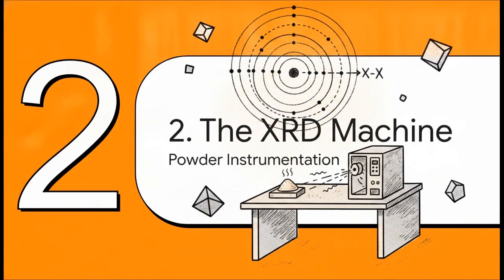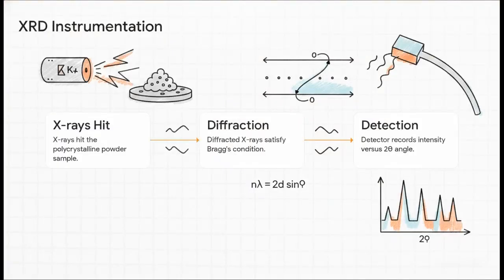Moving right along to part 2, inside the XRD machine, powder XRD instrumentation. Okay, so how do we take Bragg's law out of the textbook and actually put it on a lab bench? Well, we can break this physical process down into 3 really elegant steps. First up, our X-ray source, which, by the way, usually uses a copper K-alpha target, fires a beam directly at our sample. In this case, we're talking about a polycrystalline powder sitting on a rotating mount, which we call a goniometer. Step 2, as the angle shifts, those scattered X-rays periodically satisfy Bragg's condition. And finally, step 3, a detector swings around, captures those diffracted rays, and records the signal intensity against the angle. And we typically plot that angle as 2θ.